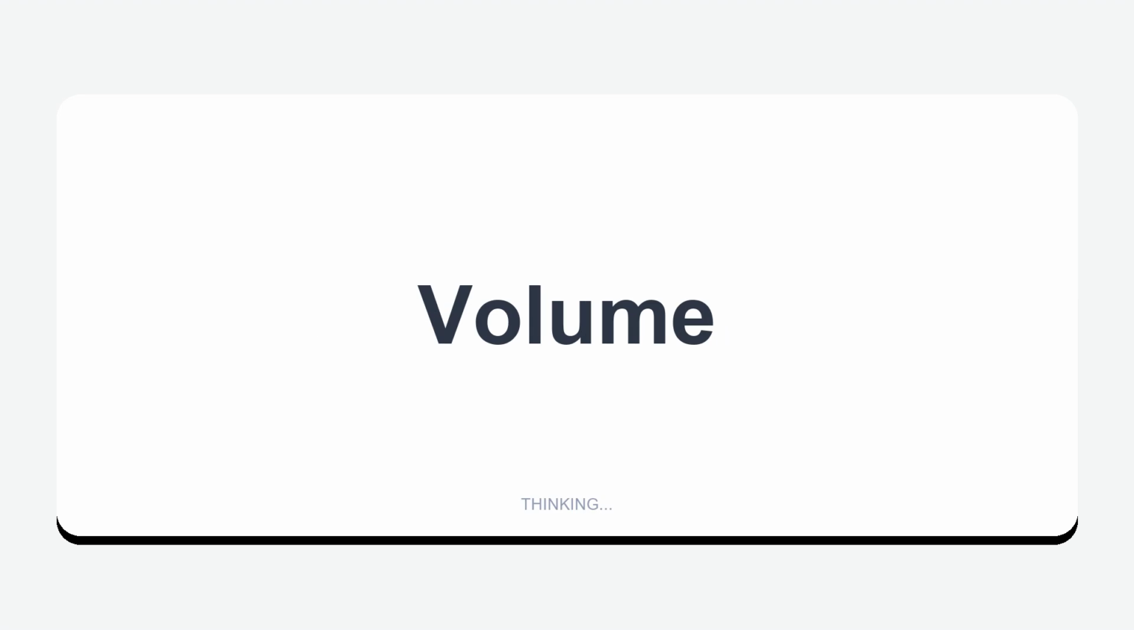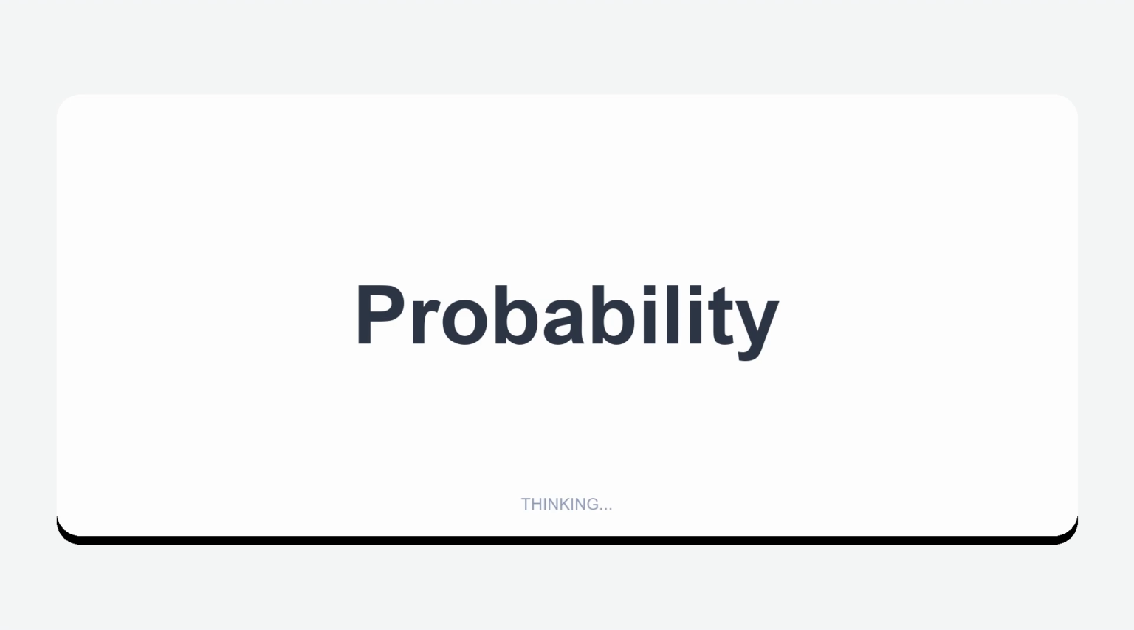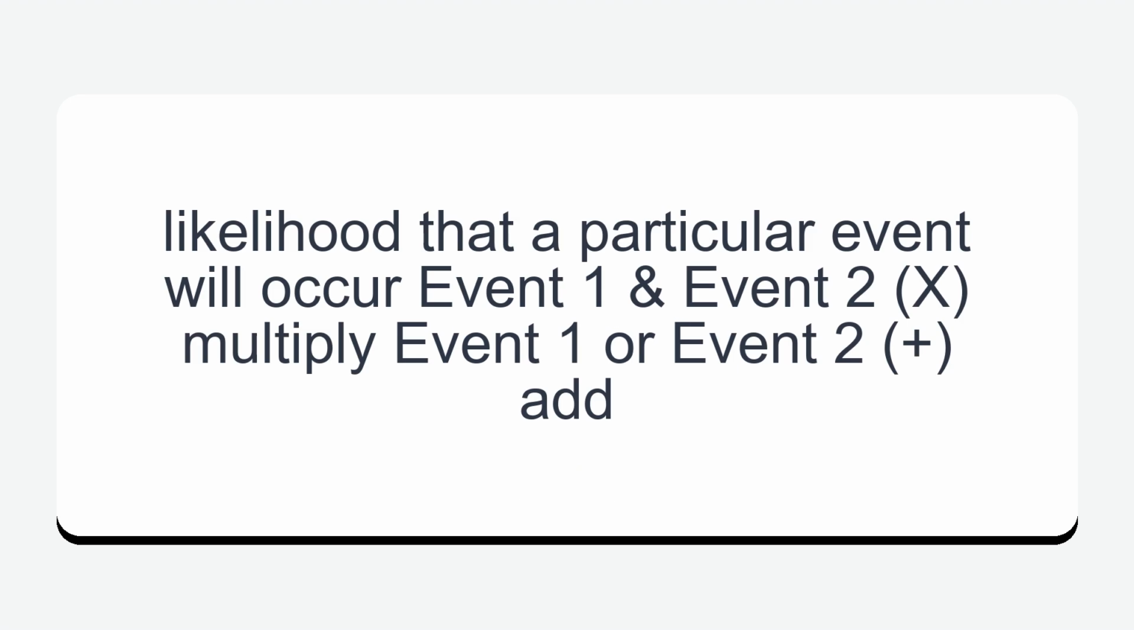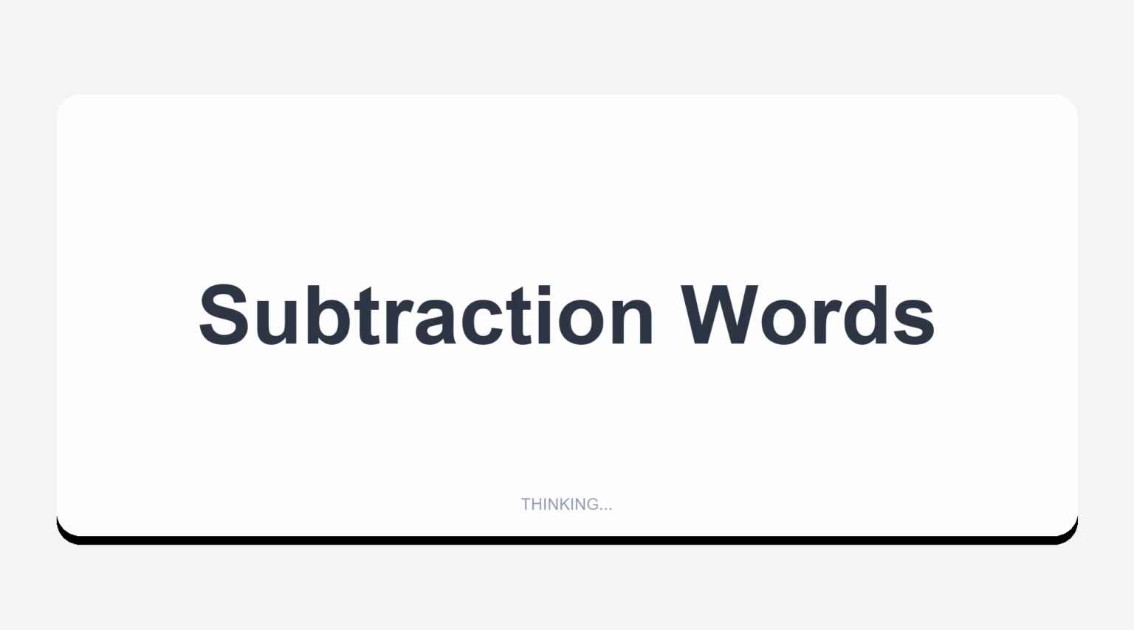Volume: L × W × H. Probability: the likelihood that a particular event will occur. Event 1 and event 2: multiply. Event 1 or event 2: add.